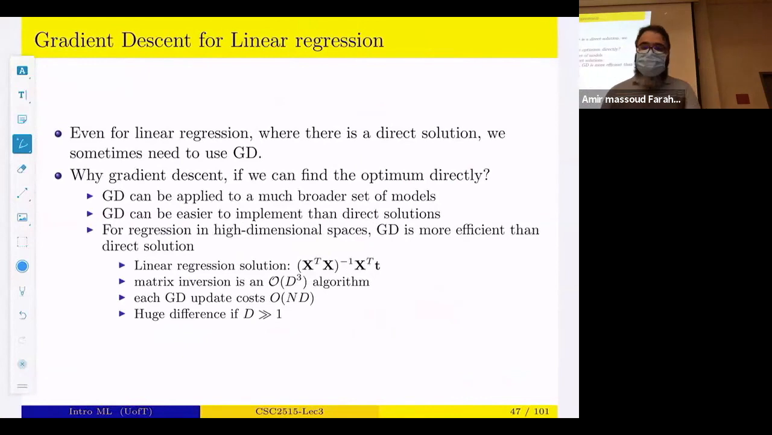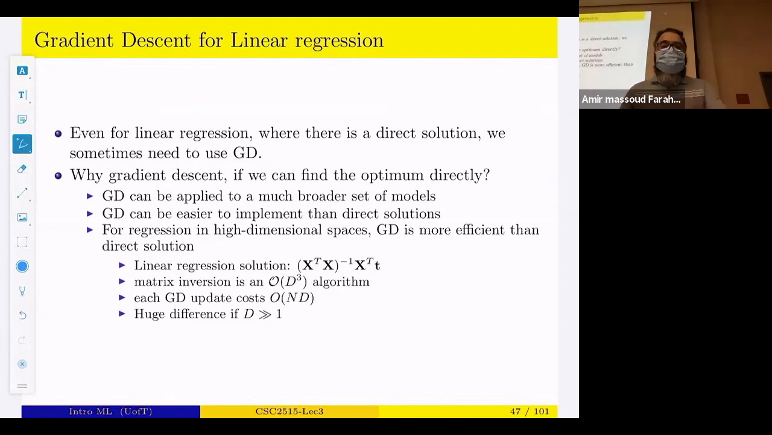So this is gradient descent. Even if we have a linear regression where we have a direct solution, sometimes we may want to use gradient descent. There are a lot of reasons. One is that gradient descent is a very generic approach. We can apply it to different loss functions, including linear regression with the squared error loss. If you have an optimizer that implements gradient descent, we can use the same generic optimizer for our linear regression model too.